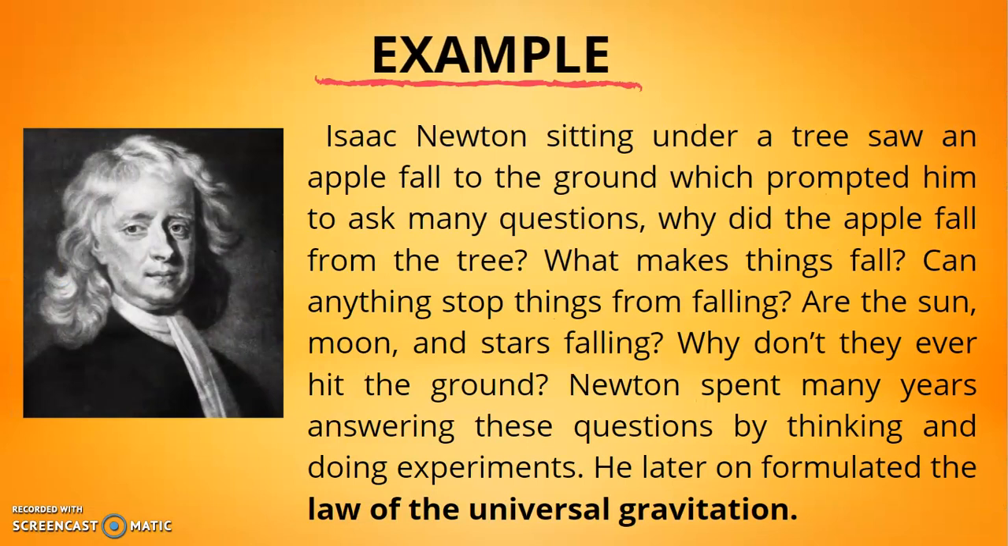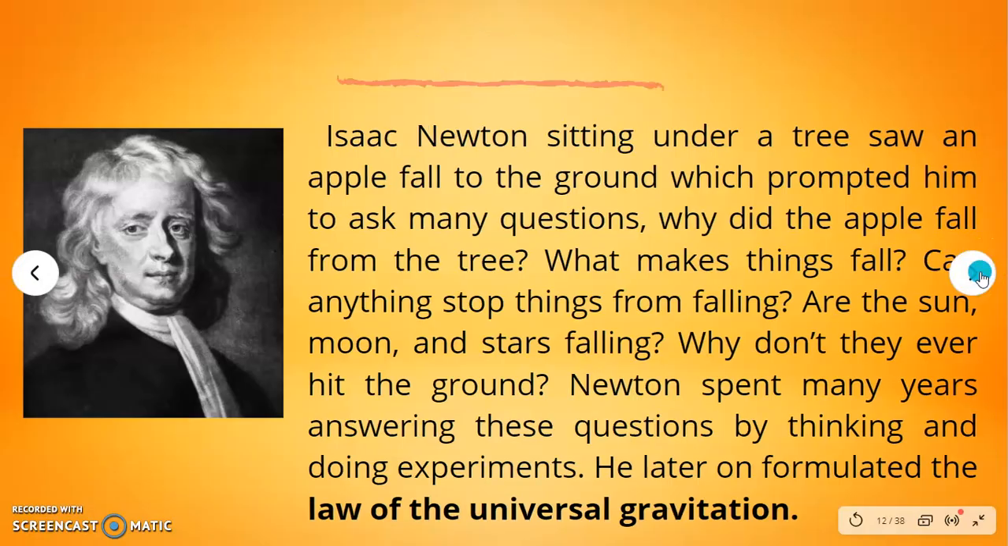Sir Isaac Newton, sitting under a tree, saw an apple fall to the ground, which prompted him to ask many questions. Why did the apple fall from the tree? What makes things fall? Can anything stop things from falling? Are the sun, moon, and stars falling? Why don't they ever hit the ground? Newton spent many years answering these questions by thinking and doing experiments. He later on formulated the law of universal gravitation.